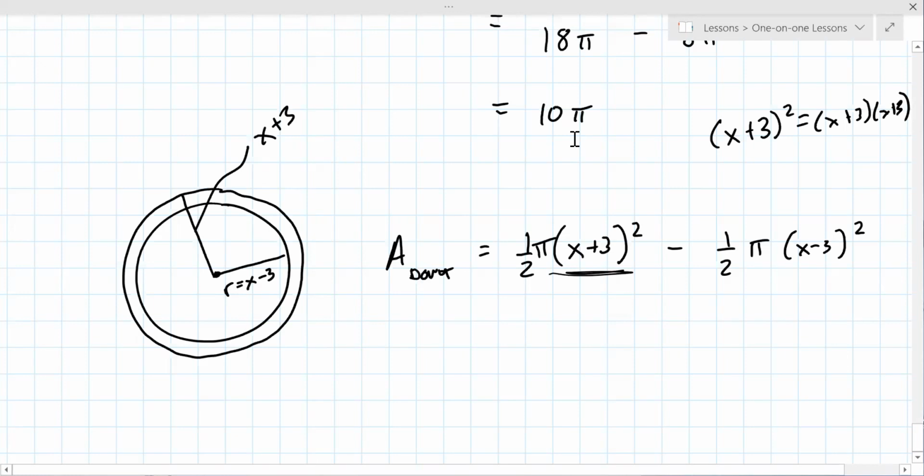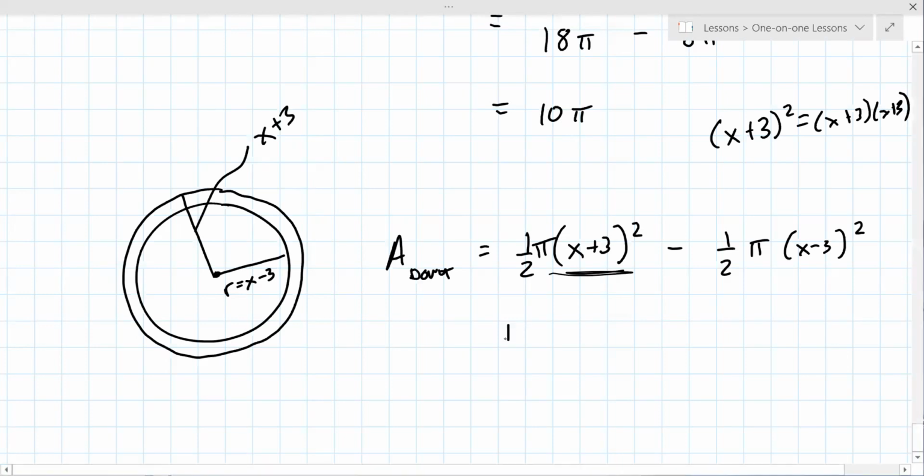9/2 pi times x squared plus 9, minus 1/2 pi times x squared plus 3. What? Oh no, plus 9. Okay, so I am confused. It looks like they're the exact same length.